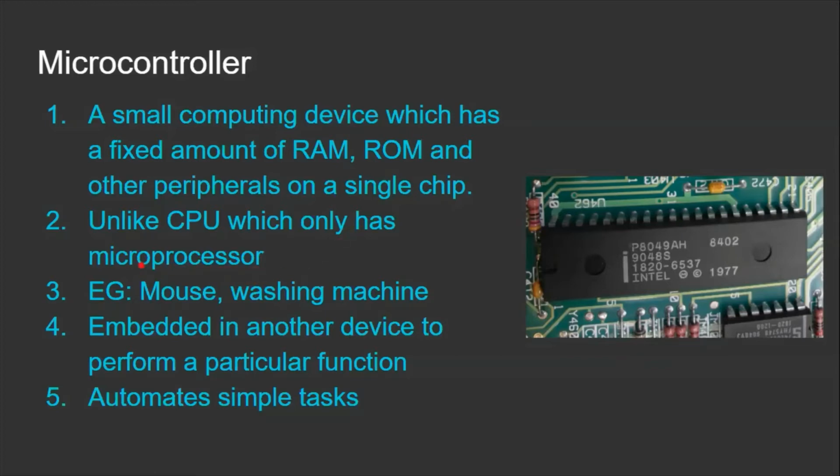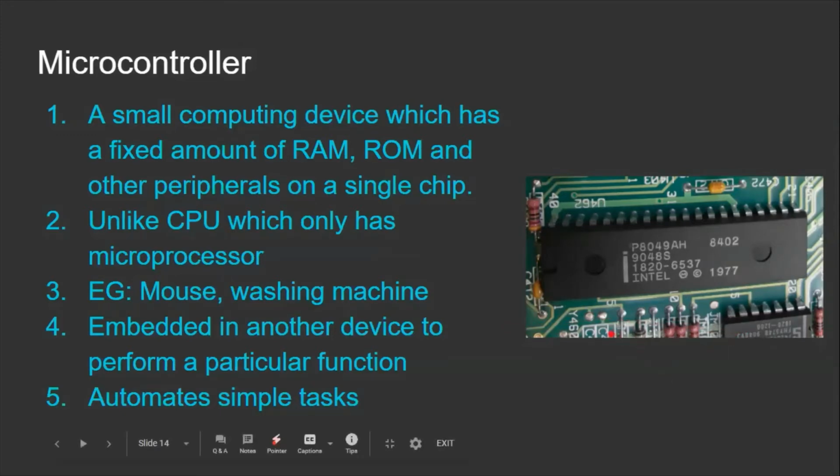An example of this would be your mouse, which runs independently of your system. I mean, it has to be connected to your system, but it has its own microcontroller. And the washing machine has another microcontroller which helps it perform tasks once you press buttons. It is embedded on another device to perform a particular function, and it automates simple tasks. Again, the washing machine can help you wash your clothes without much physical effort. You press a button, and the microcontroller does it.